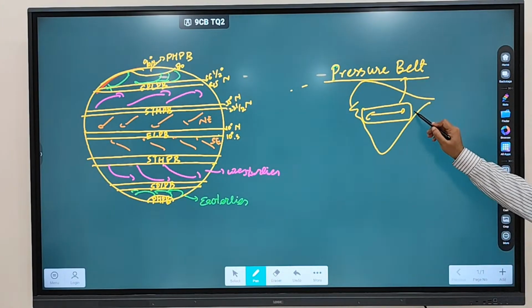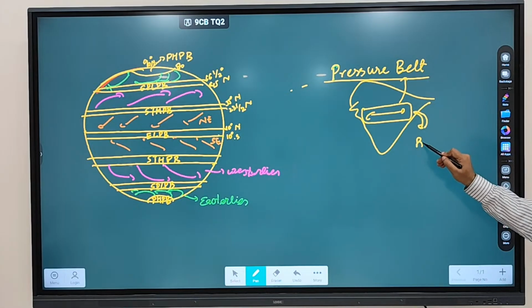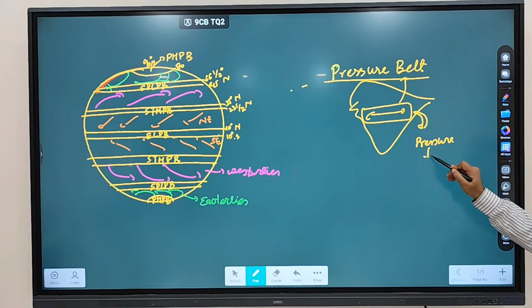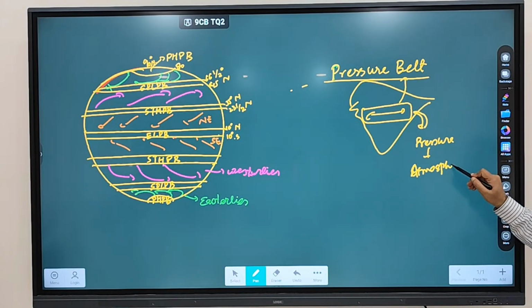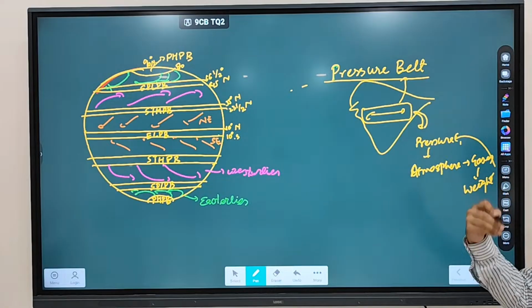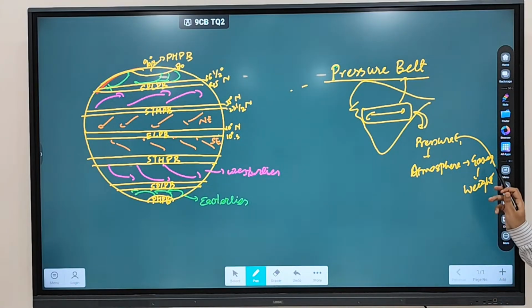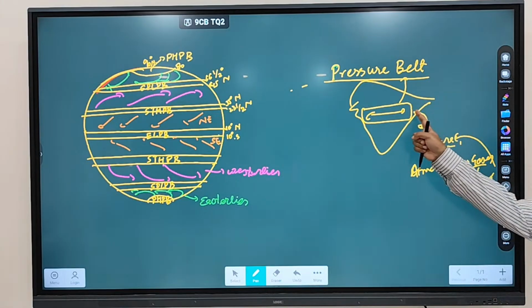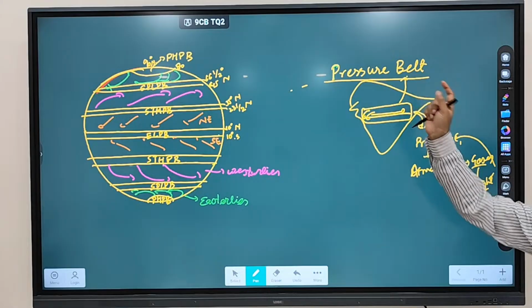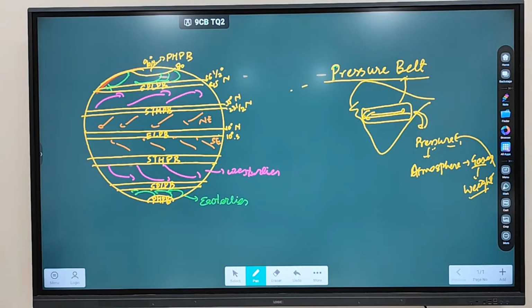And we discussed why there is pressure. Because the atmosphere consists of gases. These gases have certain weight, and because of this weight, air pressure is going to be there. So this is why there is pressure. Clear? And when the pressure is uniform throughout a region, it is called a pressure belt.